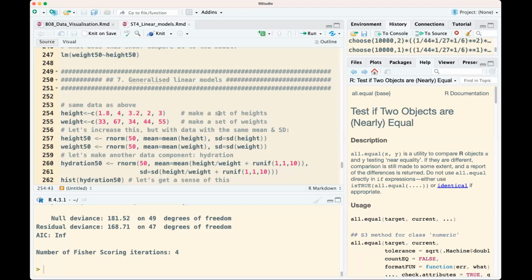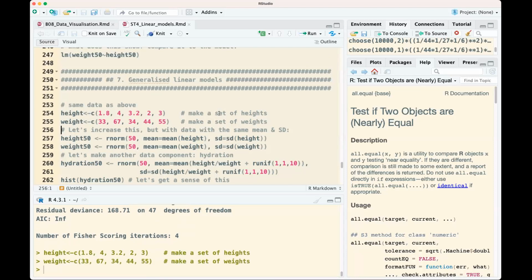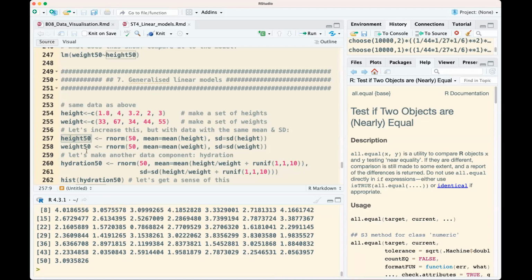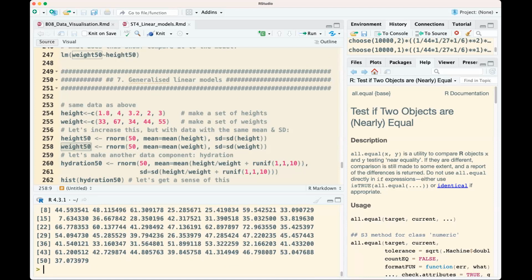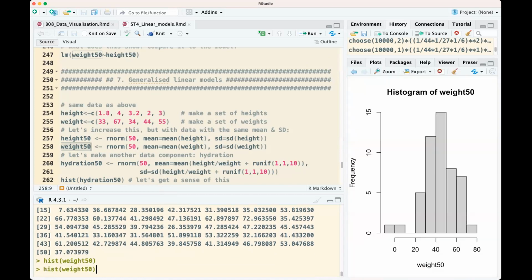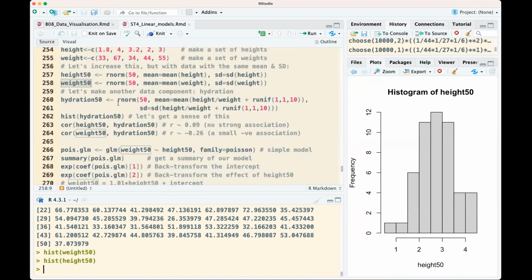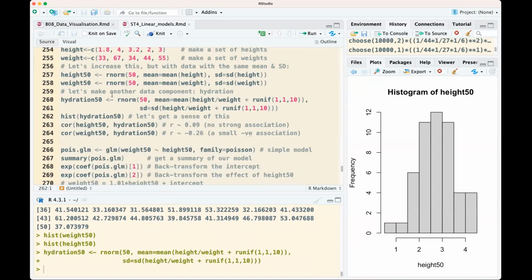So what we're going to do is use our existing data set of heights and weights, and that is the basis on which to create a larger set of heights and weights as well. So here we have 50 heights and 50 weights, and we can even do a histogram. These are the same as ones we've used before, just to get a sense of what they look like. What we're going to do is add another factor as well called hydration 50. So creating 50 values there based on heights and weights, the ratio of the two.